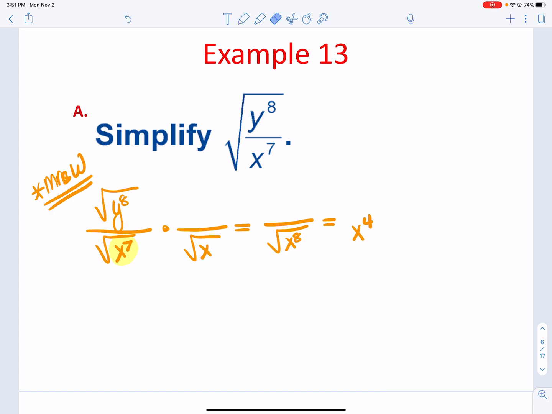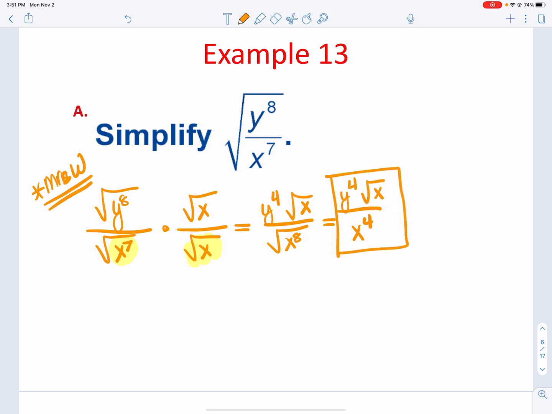So if I multiply the bottom by the square root of x, then I have to do the same thing on the top. Well, what is y to the 8th square rooted? Wouldn't that be y to the 4th and then the square root of x? I can't simplify that because it's inside to outside. Sorry, I don't know why I wrote 3. So this is y to the 4th square root of x. And this is my answer.